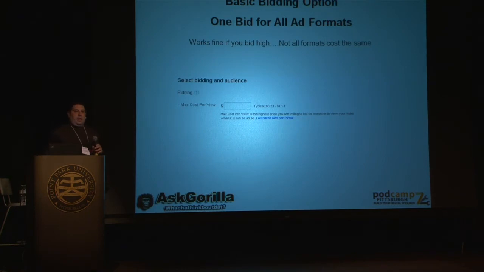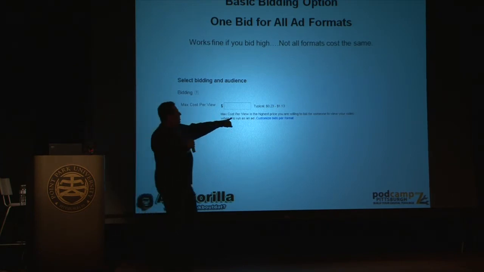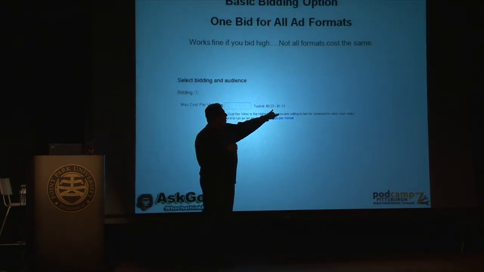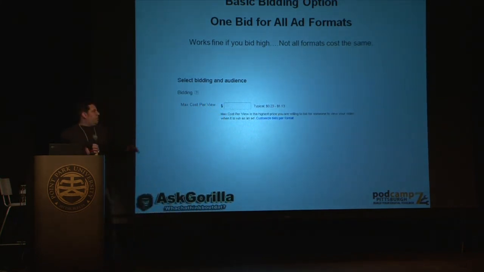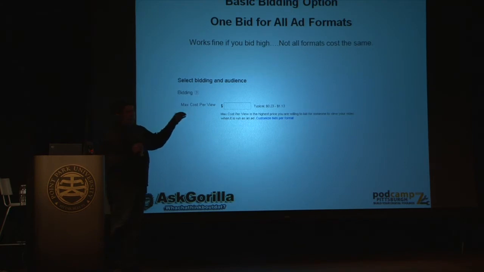So the bidding, this is where it gets fun, believe me. It works fine if you bid high. This is if you do just a single ad format. There's a max cost per view, and you'll see this typical range here is from 23 cents to $1.13. That's what they're saying if you simply go by, if you want to do a max cost, because there are different formats.